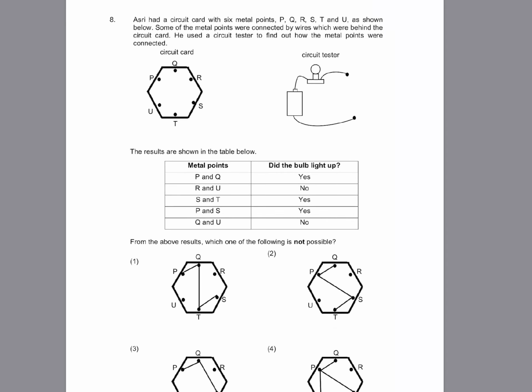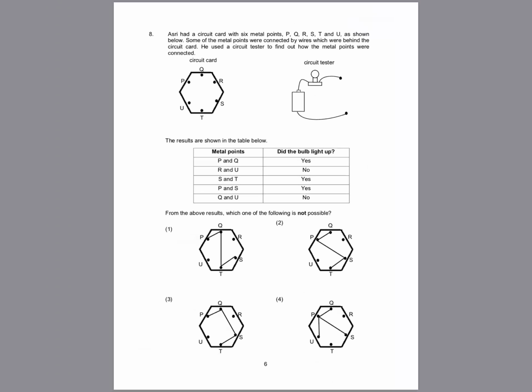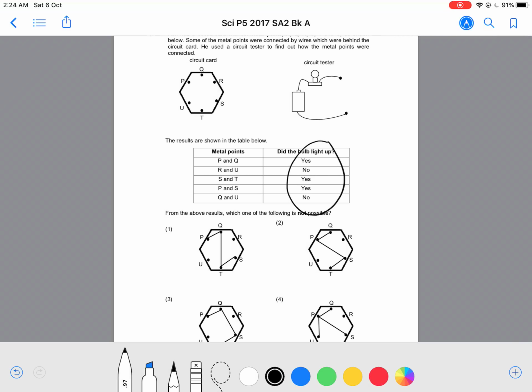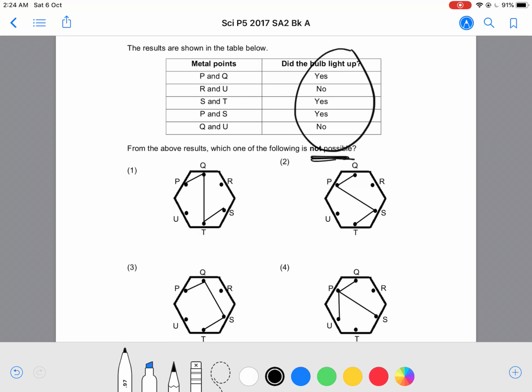Next question. So these are all the results. Now something we have done like this, familiar, right? In the past we have been asked to always draw the wires to show the results over at the table here. So this one right now is asking which circuit connection is not possible. Now for P and Q lit up. P and Q lighted up. So P and Q must be connected. All of it are connected. So all of it are still possible. So nothing much to tell.